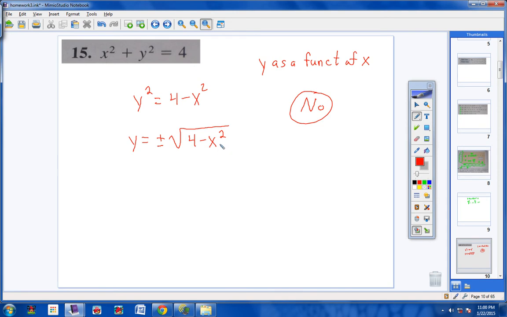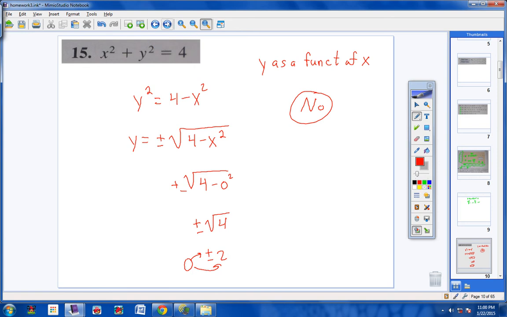Well, if you put a number in for x, like 0, you'll get out two answers. Watch. 0 squared is 0. 4 minus 0 is 4. And the square root of 4 would be plus or minus 2. So you put in 0, and you got out positive 2 and negative 2. So no, this does not represent y as a function of x.